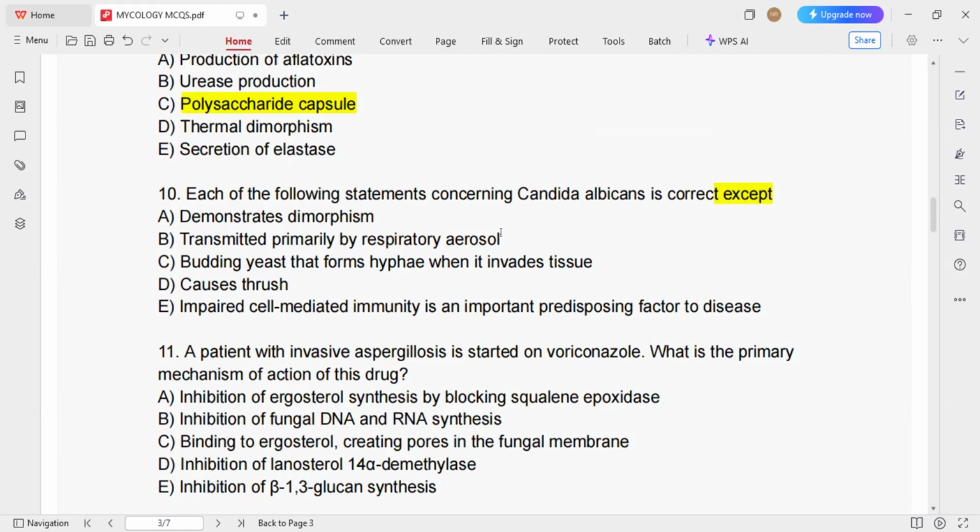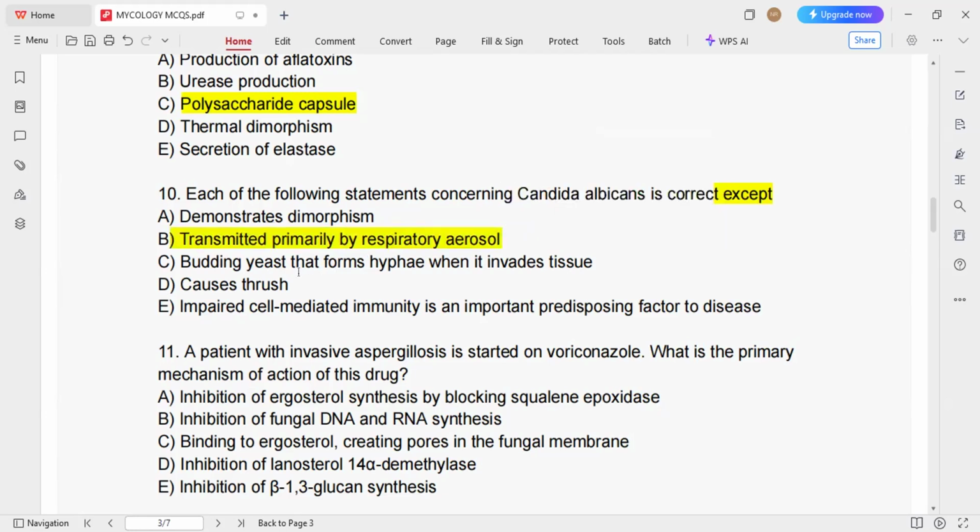Transmitted primarily by respiratory aerosol, is that true? It is false. Remember, I told you these fungi, they're not like bacteria. These ones only come when you're immunocompromised. So how is Candida spread? I mean, it's not even spread, but you only get it when you're immunocompromised, okay? It's not spread.